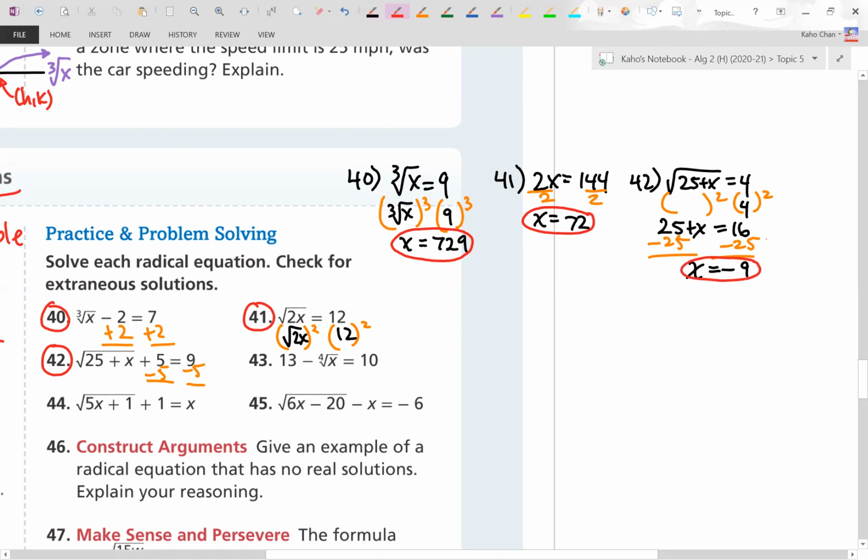All right, 43 is next. I wonder if I need more room here. Nah, I can squeeze that in. 43. Yeah, this section and the last section is definitely faster than 5-2. That was longer than this section. I'm going to go and subtract 13 to both sides first to save some time and room there. That leaves me with a -4th root of x equals -3. Hey, let's get rid of that -1. Why not?